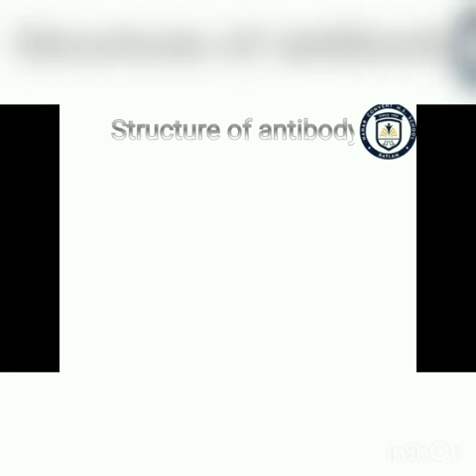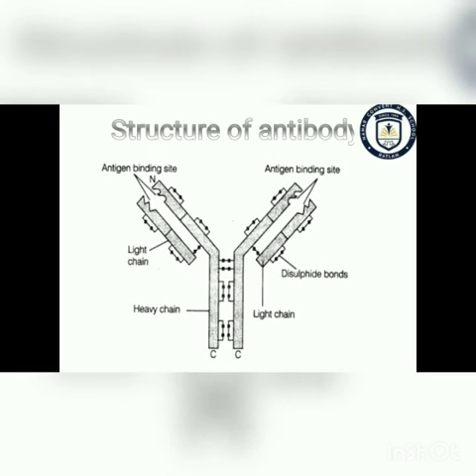The structure of antibody is made up of four polypeptide chains, in which two are short chains. They are called light chains and they are identical. The other two chains are longer and are called heavy chains. They are also identical. Each light chain is made up of 214 amino acids, and each heavy chain is made up of 450 to 700 amino acids.